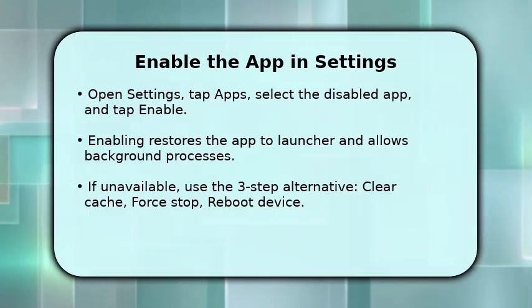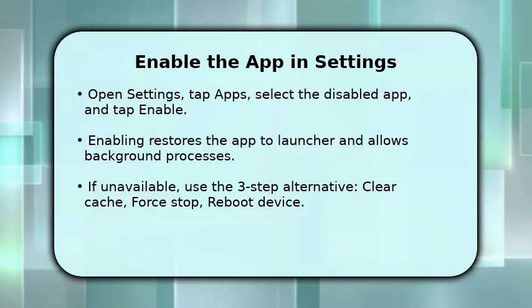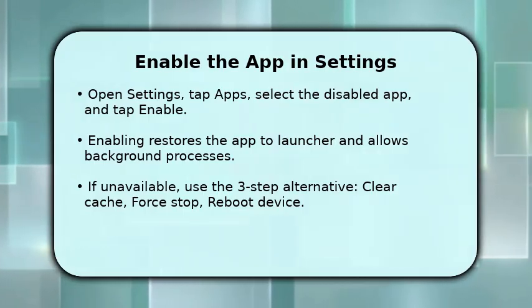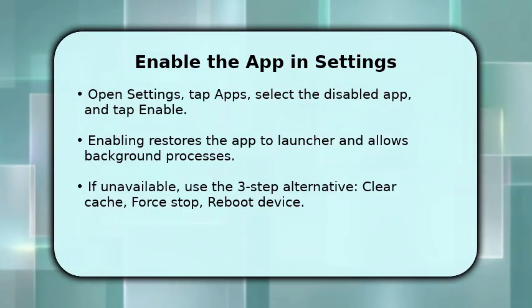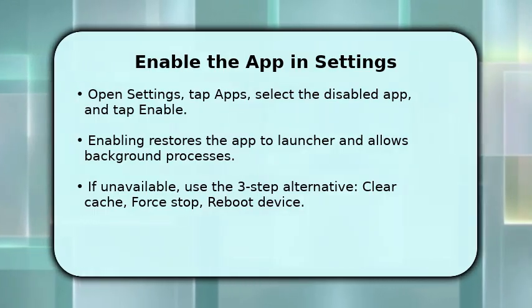If Enable is grayed out, first clear cache and storage, then try again. You can also force stop and reboot the device to refresh system services. These steps restore the app without reinstalling and usually take under 1 minute to complete.